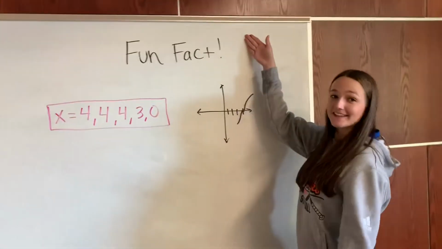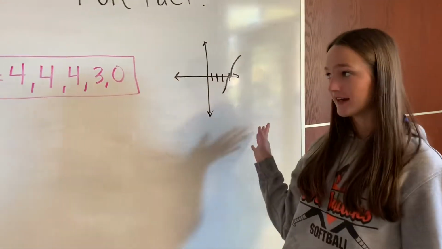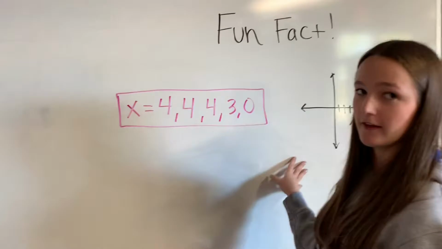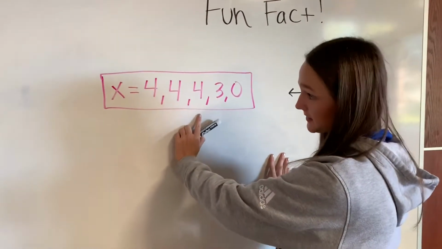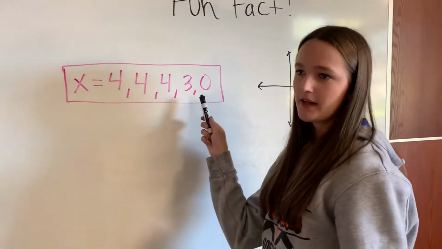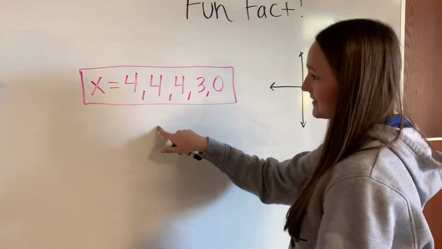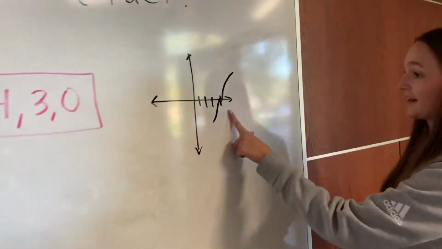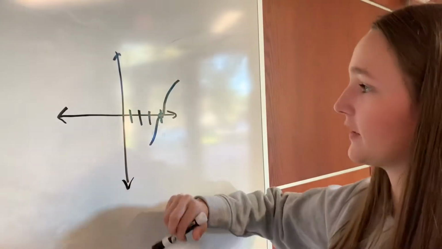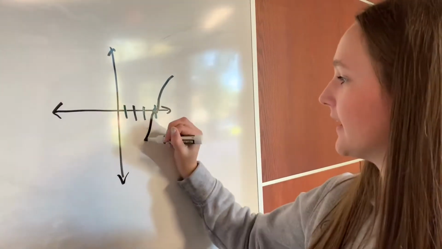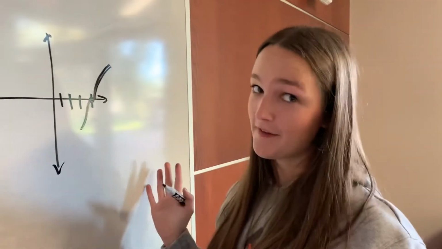Here's a fun fact. We've already explained even multiplicity, so this is odd. Let's say you solved your polynomial and you have 3 of the same solution. That is an odd multiplicity. So it's not going to bounce. It's going to go through, but it's not going to go straight through. You're going to have a little curve in it like that. And that's how you graph our fun fact.